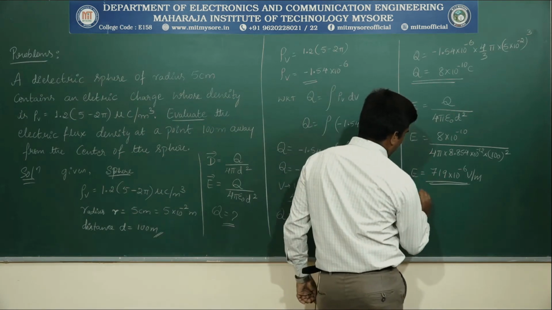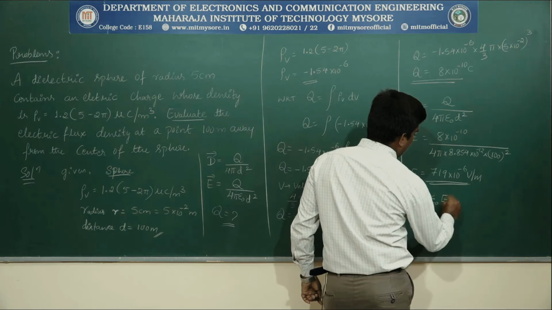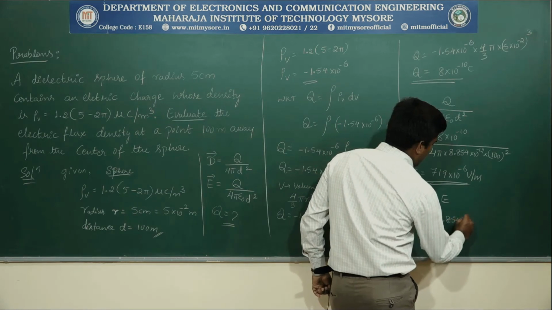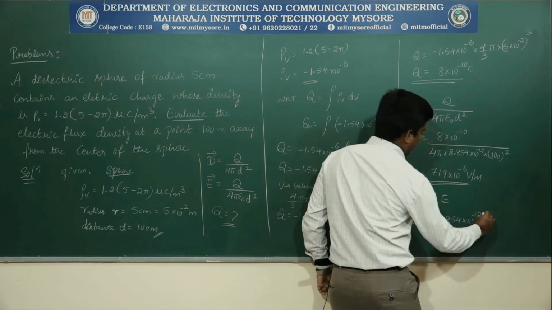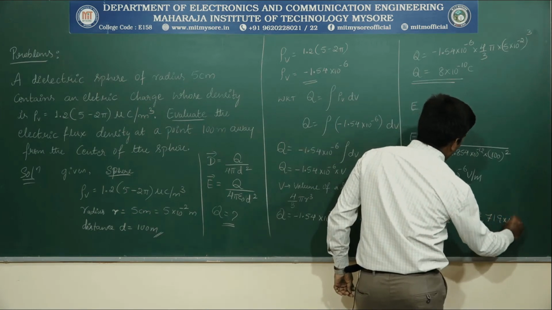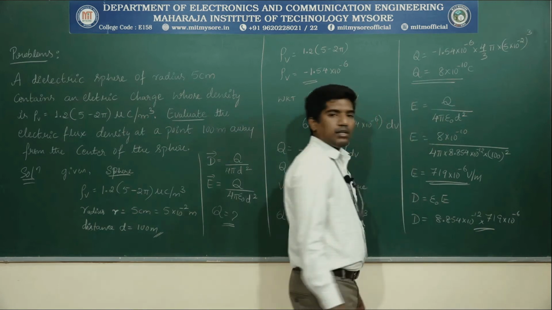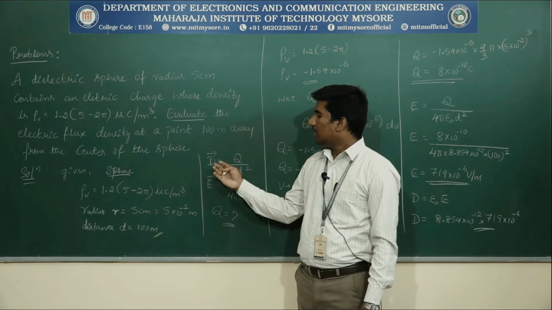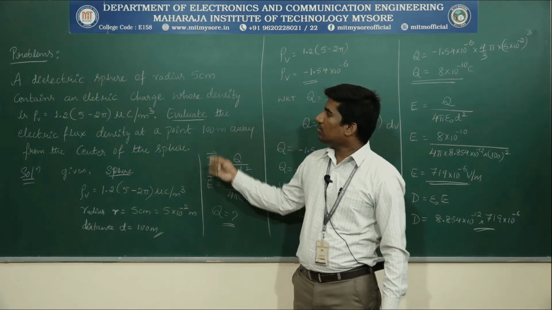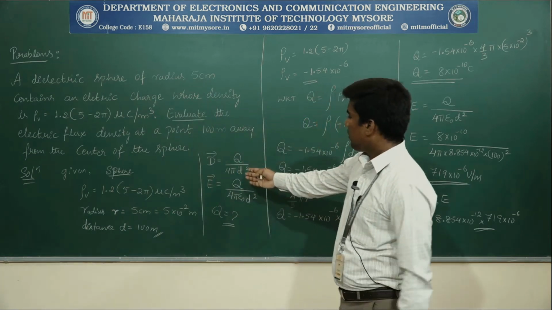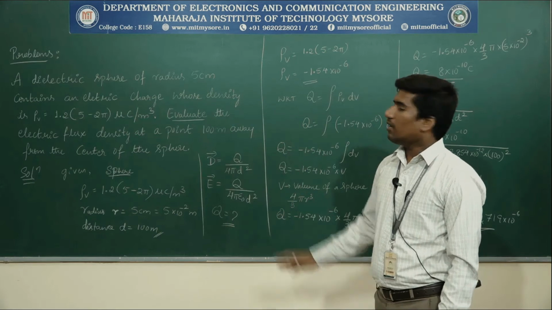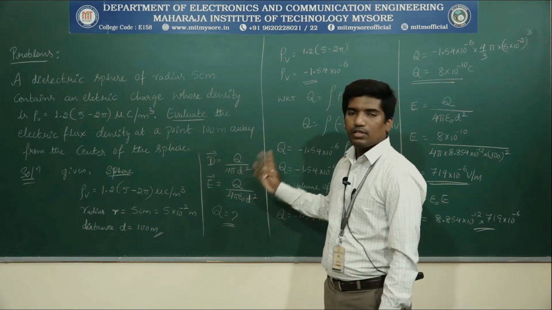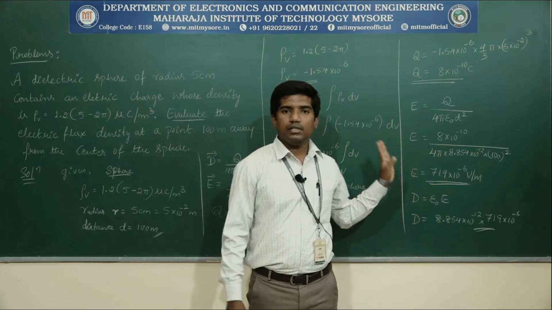If we want to have D, D is equal to epsilon naught into E. Therefore, D is equal to 8.854 into 10 power minus 12 into 719 into 10 power minus 6. Okay, that's it. Here itself you can directly calculate. You just neglect epsilon naught and directly substitute it for D. So I have given both D and E in the same problem itself. Whenever you are asked for either D or E in the examination, you can make use of these two equations. This is how you need to solve this kind of problems.